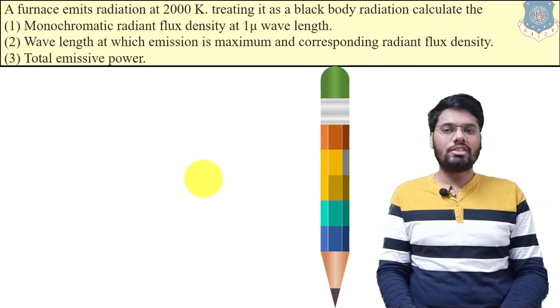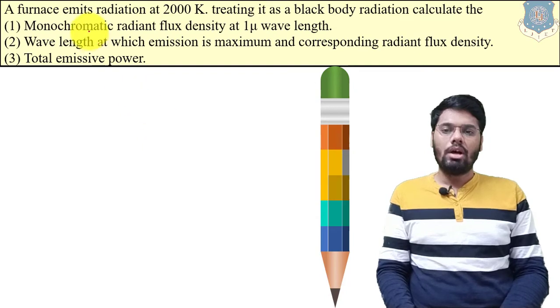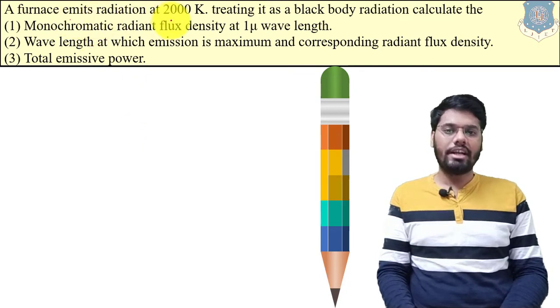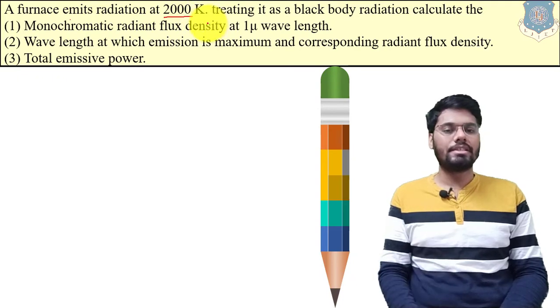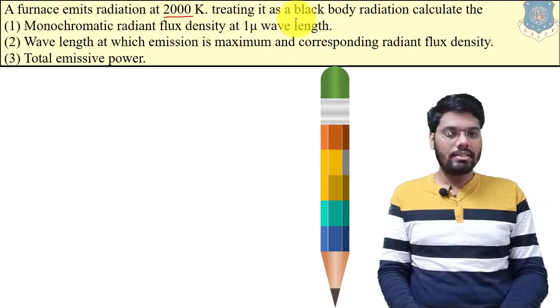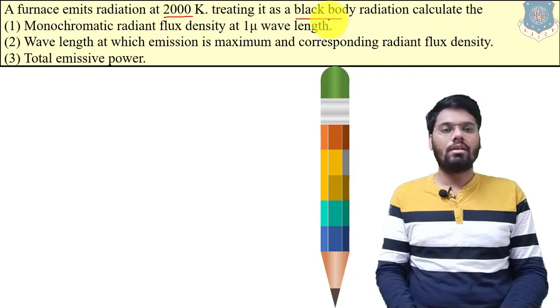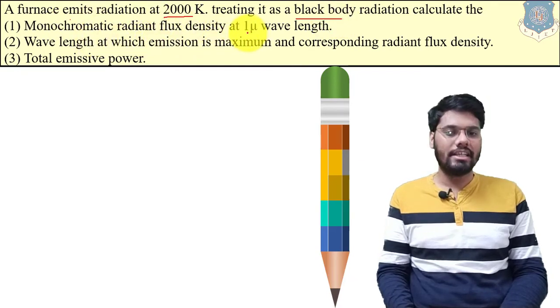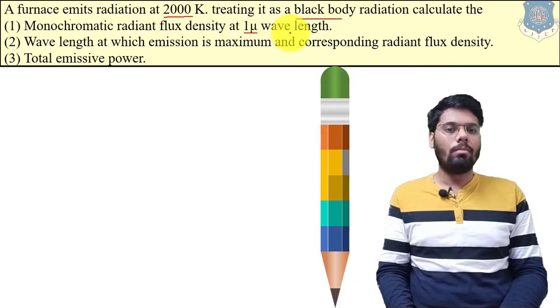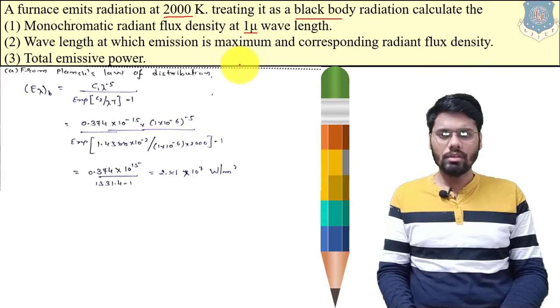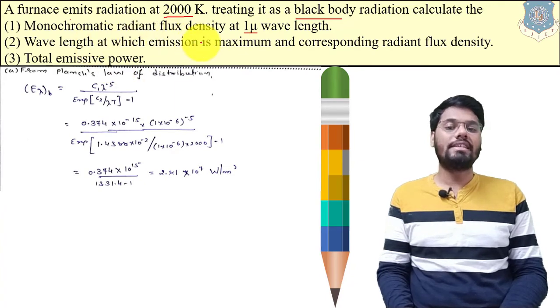Moving towards the next question. A furnace emits radiation at 2000 Kelvin. Okay, here the temperature is given. Treating it as a black body, calculate first the monochromatic radiant flux density at 1 micron wavelength. So first we need to find out the monochromatic radiant flux density.